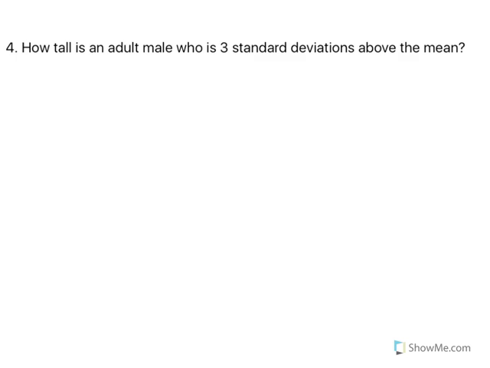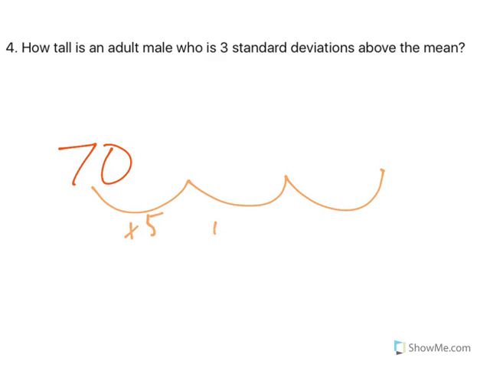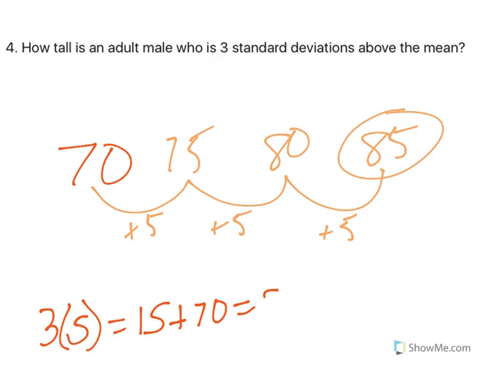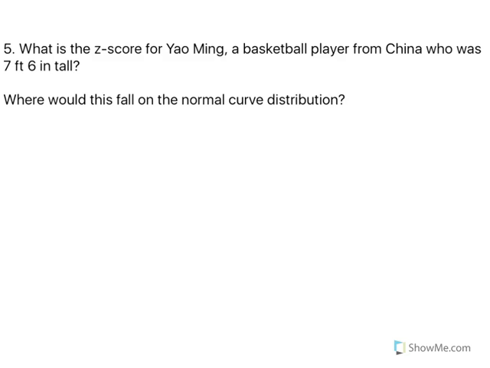How tall is an adult male who is 3 standard deviations above the mean? Well, mean is 70. If we're going to go 3 above, 1, 2, 3, remember to get each one we have to add the standard deviation. So 75, 80, 85. So you can do it that one way. Another way to do that would be to say, well, 3 standard deviations is 15. Above the mean means it's added to the mean, and that also gets you an 85. So it depends on how your brain absorbs that.